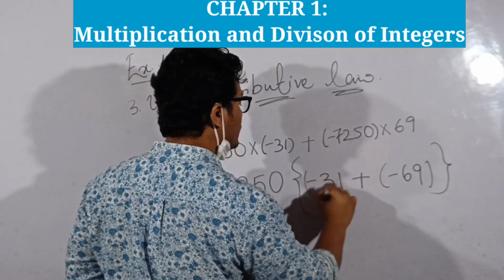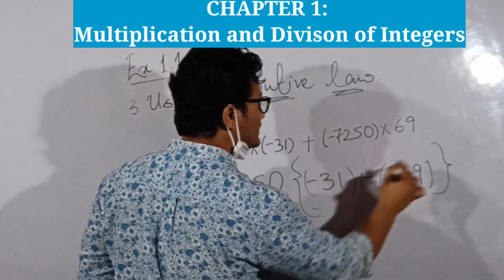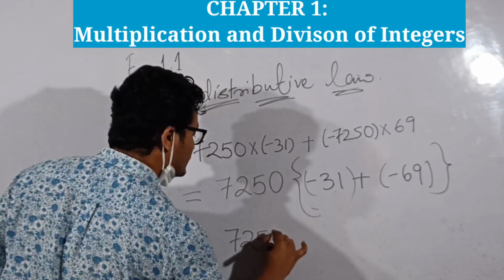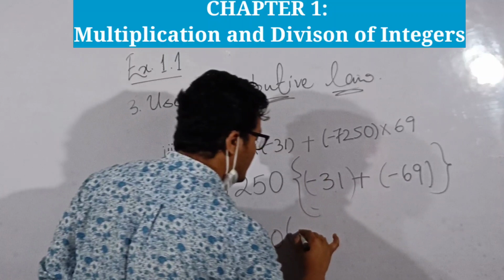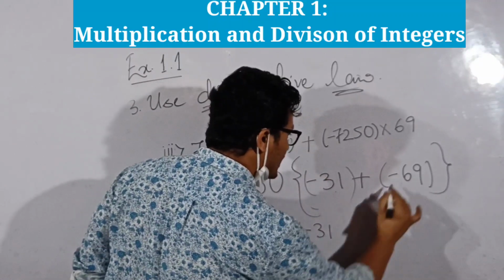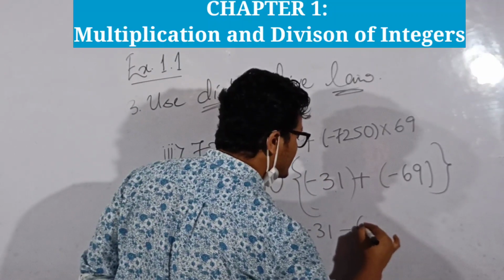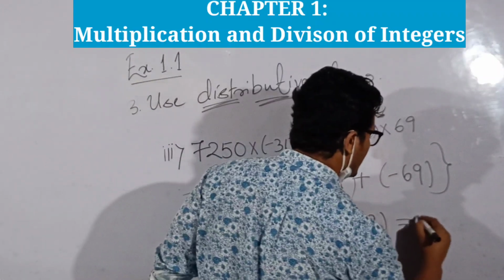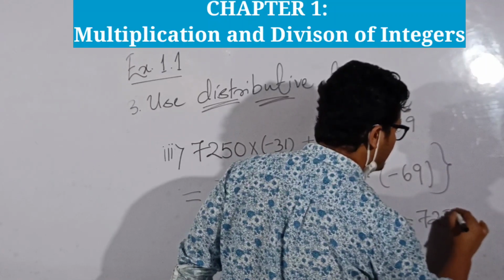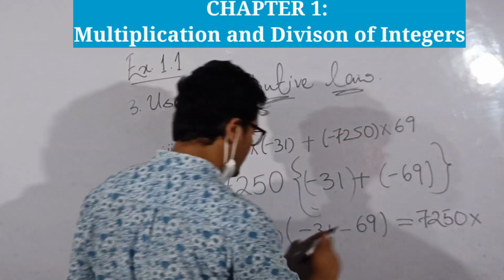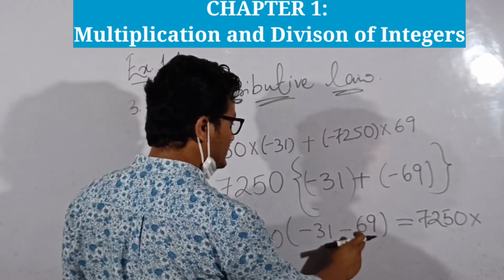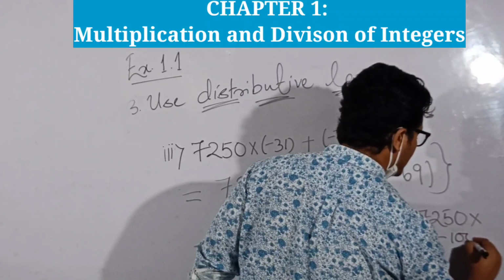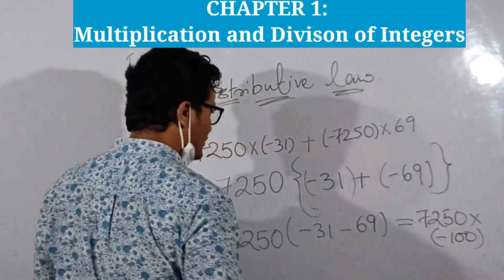What common have we taken? We have taken minus 69. Now see, 7250 here, and inside minus 31, and on this side plus minus 69. Okay, what is the answer here? It is equal to 7250 into minus 69 into minus 31. What is the answer? Minus 100.